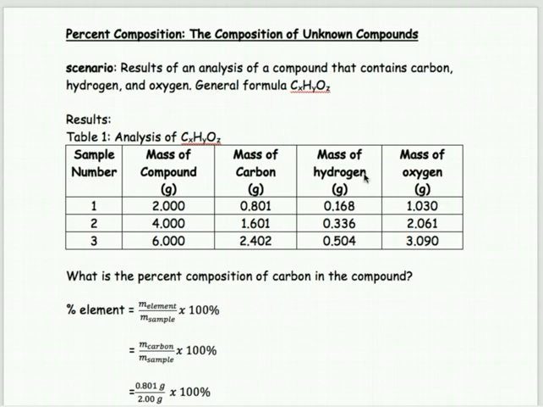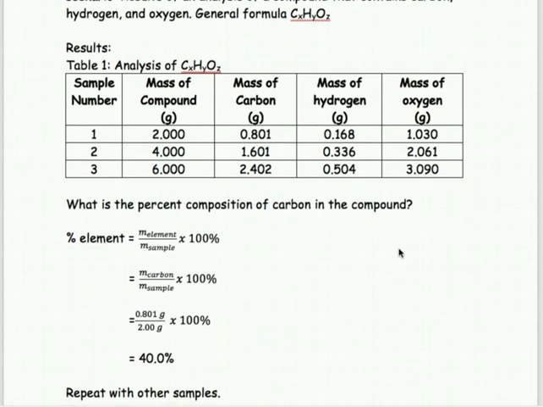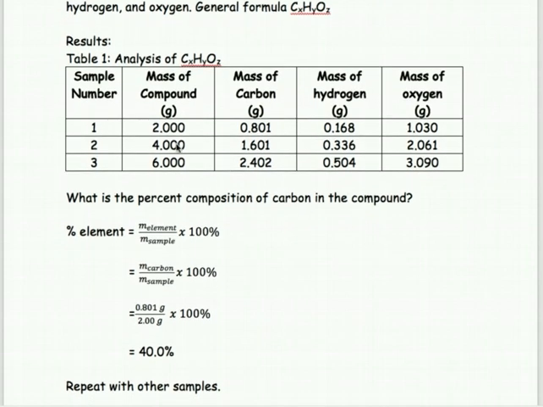Okay, so then they did another sample, but they used more. They used 4 grams, and they found these results here. And then they did another run where it was a 6-gram sample, and they got these results here. So we're going to figure out the percent composition of each sample here, okay?